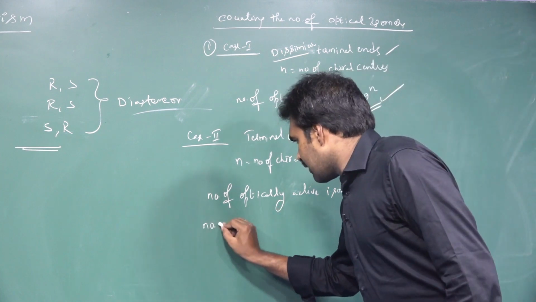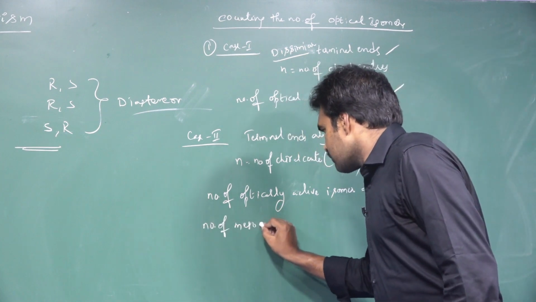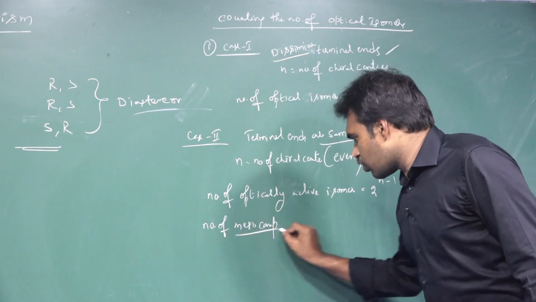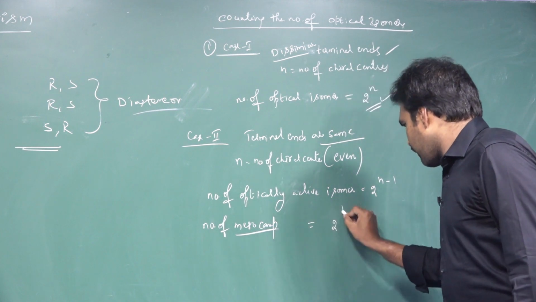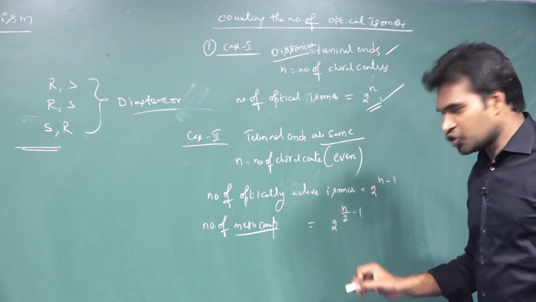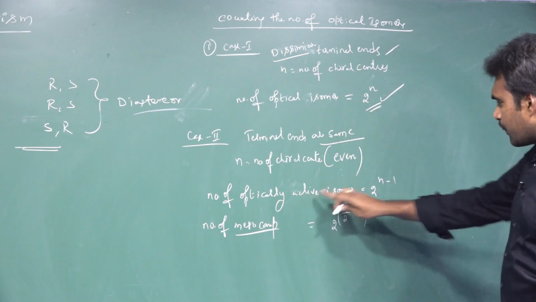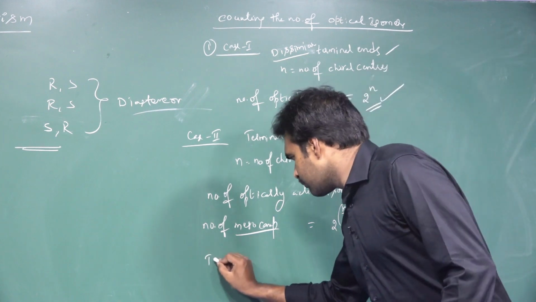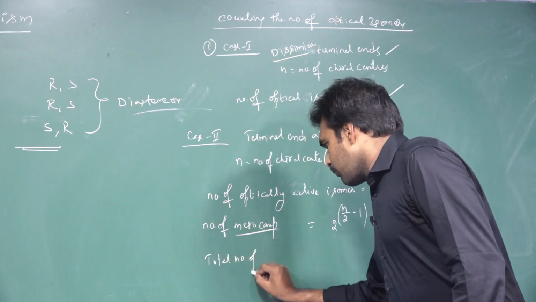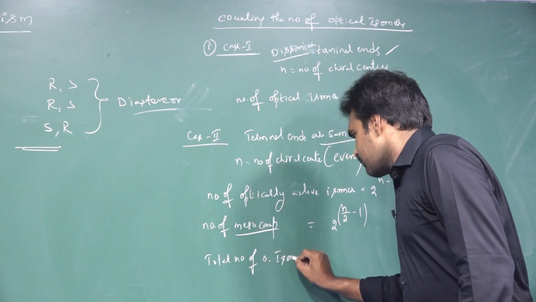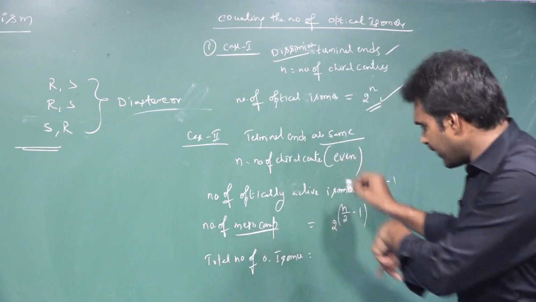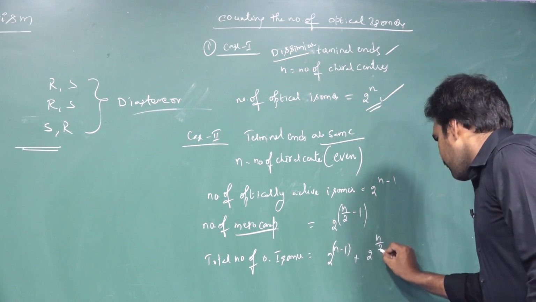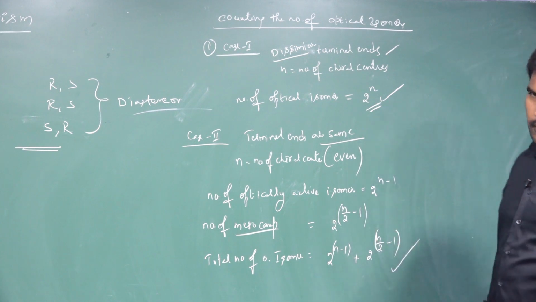Next, the total number of meso compounds. Meso compounds means optically inactive. The total number of meso compounds is equal to 2 power n by 2 minus 1. So this is optically active formula. This is optically inactive formula. Now the total number of optical isomers is equal to sum of both. So if you add both, that is 2 power n minus 1 plus 2 power n by 2 minus 1. By using this formula we can calculate.